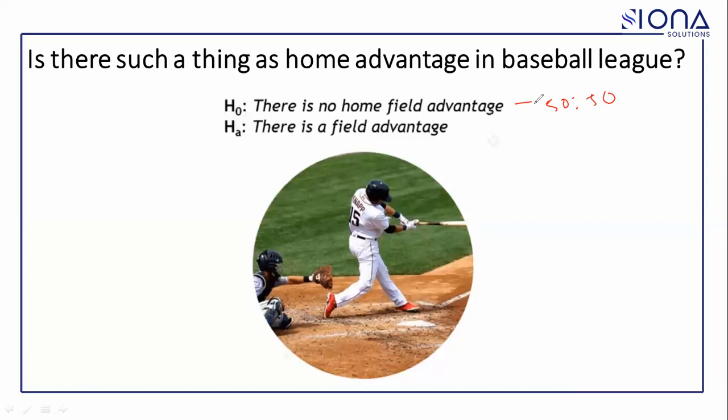Now the question is, the chance of winning abroad is 50%, and while you are calculating the chance of winning at home, you end up with 60%. Ideally it is 50%, but you end up getting 60%. Now there is a small doubt in your mind that the team is having home field advantage. Is it clear?